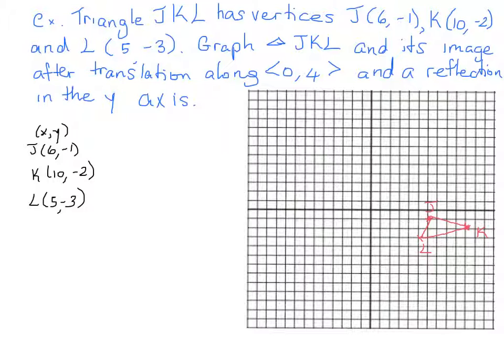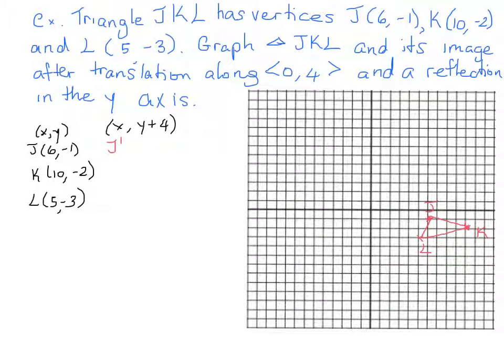So let's go ahead and figure out what the coordinates would be for our translation first. So our translation, so we're going to call it J prime, is up in the y direction. So we're going to have our x just be x, not changing at all, but y we're going to have to add 4.